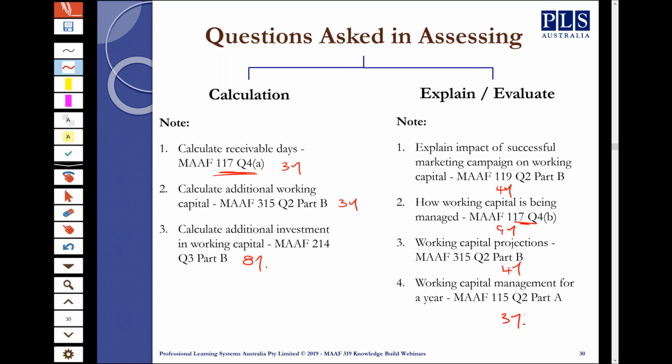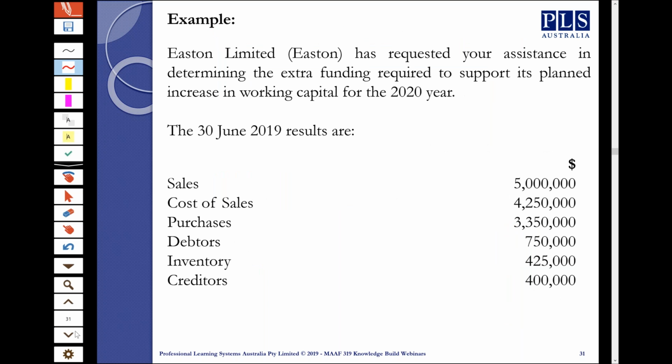If you're looking at that and going, well, but what do you mean by this? Calculate the additional investment in working capital. Note the Institute's expectation is that if they give you current information and part forecasted, you should be able to determine what working capital position is required in the future. So if I use the example of Easton, they've requested your assistance in determining the extra funding required to support its planned increase in working capital. They've told you the 2019 results are sales, cost of sales, purchases, debtors, inventory, and creditors. So sales at 5 million, cost of sales at 4,250, purchases at 3,350, and through.